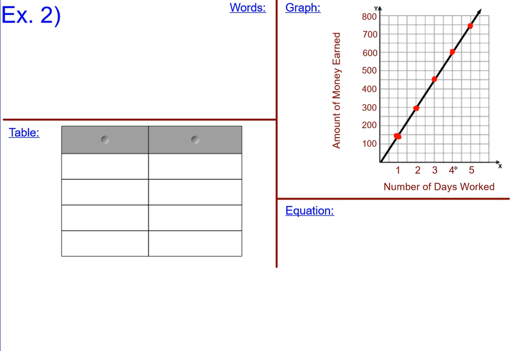So now let's take a look this time. This time I've got a graph. And what this graph is telling me is that the amount of money earned is my dependent variable, and the number of days worked is my independent variable. So let's build the table while we're looking at this, and we can put some numbers in. The number of days worked, it looks like we've got 1, 2, 3, and 4. So let me add those numbers in here, 1, 2, 3, and 4.